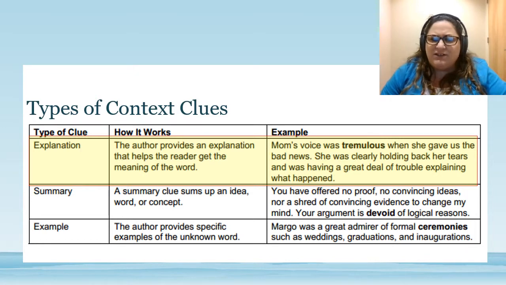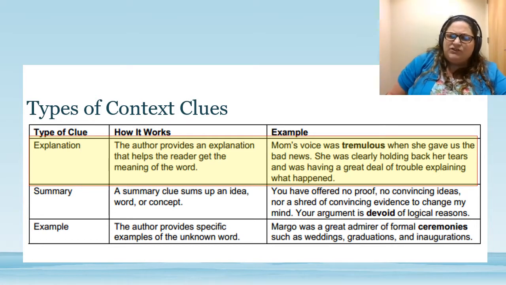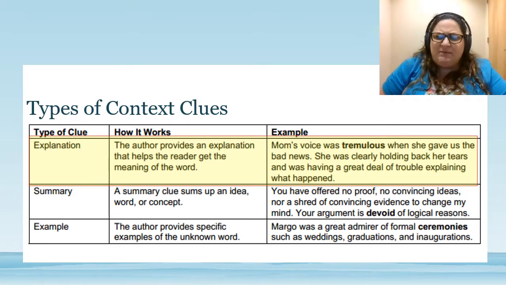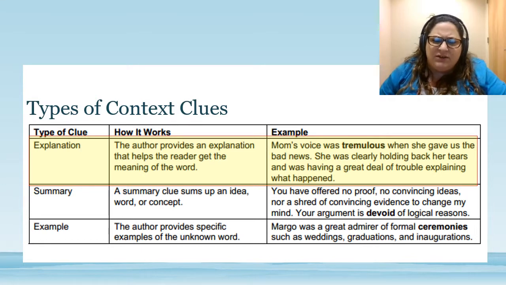We can see here that someone who's holding back tears and having trouble explaining something, that might make your voice a little shaky. So we can put that explanation type of clue to help us understand that the word tremulous might mean shaky because she's upset.